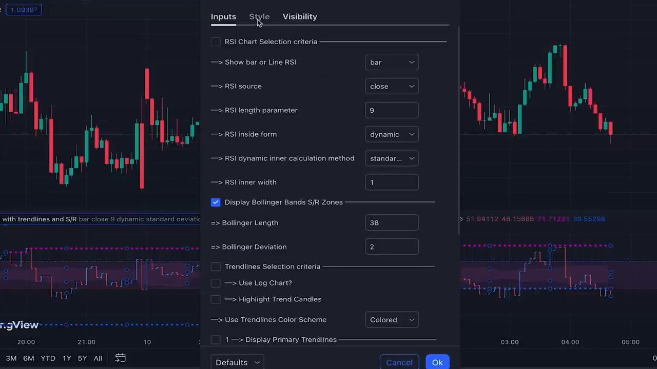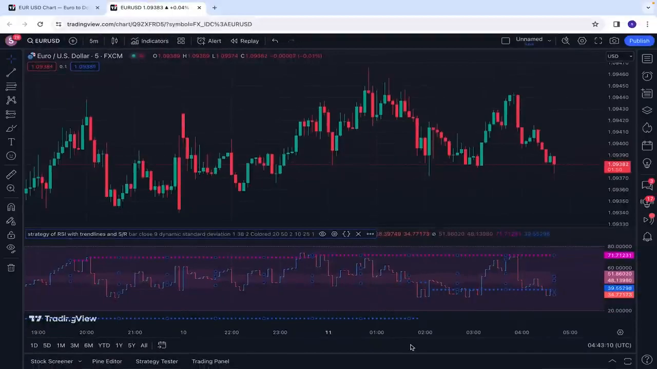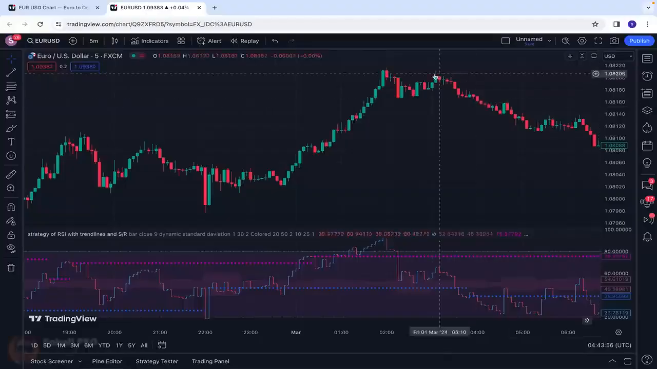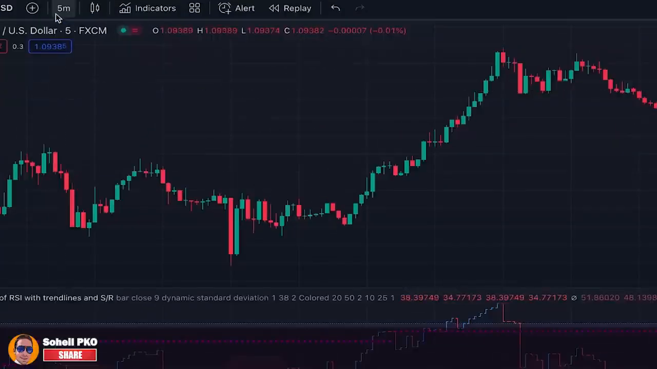And then we go here in the style tab, we scroll down, and here for oversold we set it at 20, and for overbought we set it at 80. Alright, we're done with the settings of the indicator, and let's see how we trade based on this setup. As I said, this is a scalping strategy and it's suitable for trading on 1 minute up to 15 minutes. Right now we are on 5 minutes time frame.